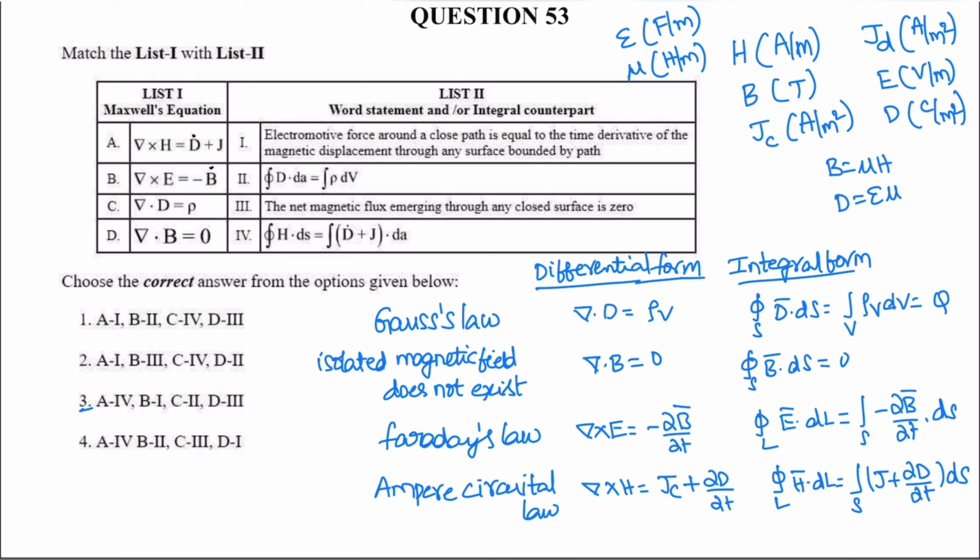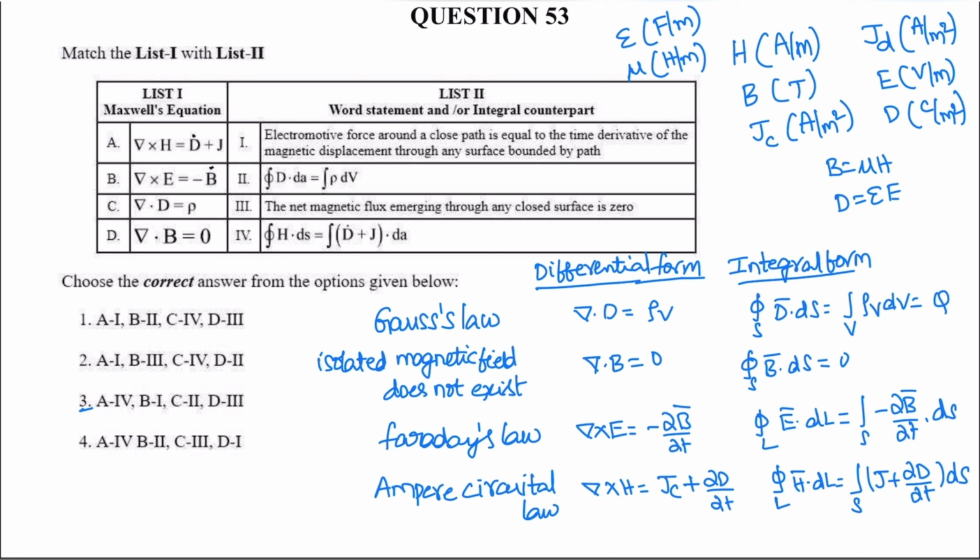Next, where epsilon is permittivity, mu is permeability, H is magnetic field intensity, B is magnetic flux density, JC is conduction current density, JD is displacement current density, D is electric flux density, and E is electric field intensity. The relation between B and H is B is equal to mu H, and the relation between D and E is D is equal to epsilon E.